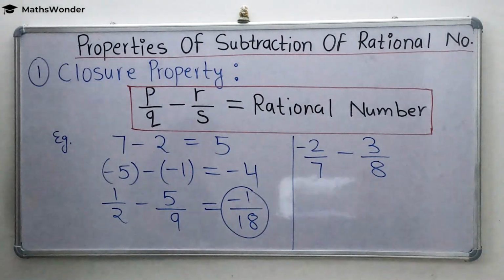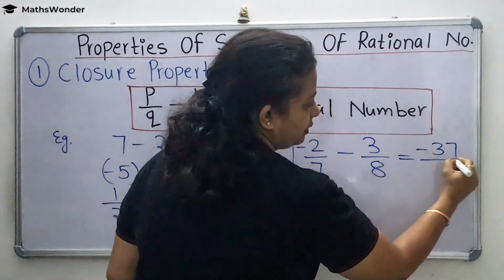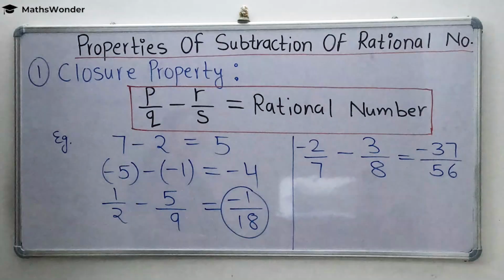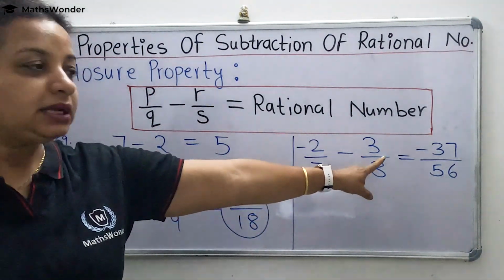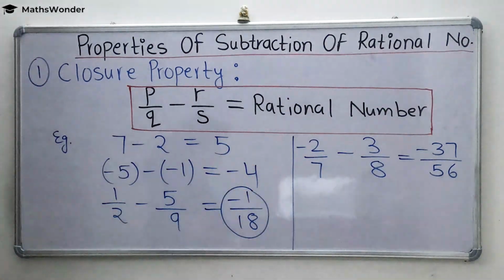So the answer becomes negative 37 over 56. Now see, if a negative rational number is subtracted from a positive rational number, your answer will be a negative rational number. Means it's a rational number only, right? So this is the concept of the closure property.